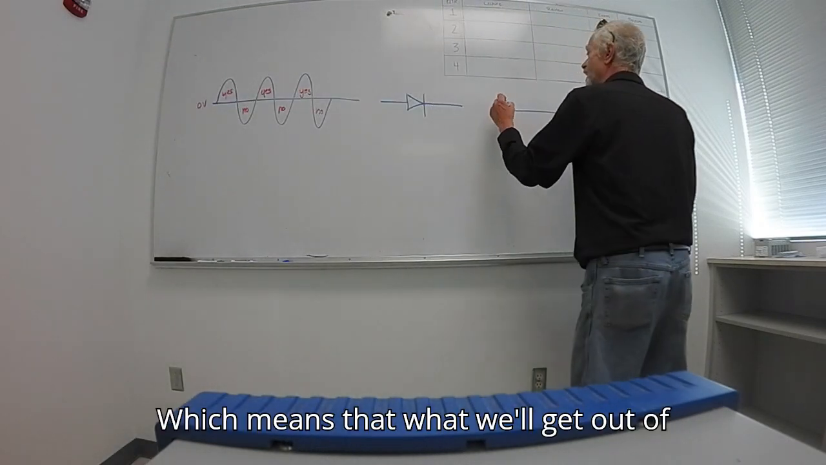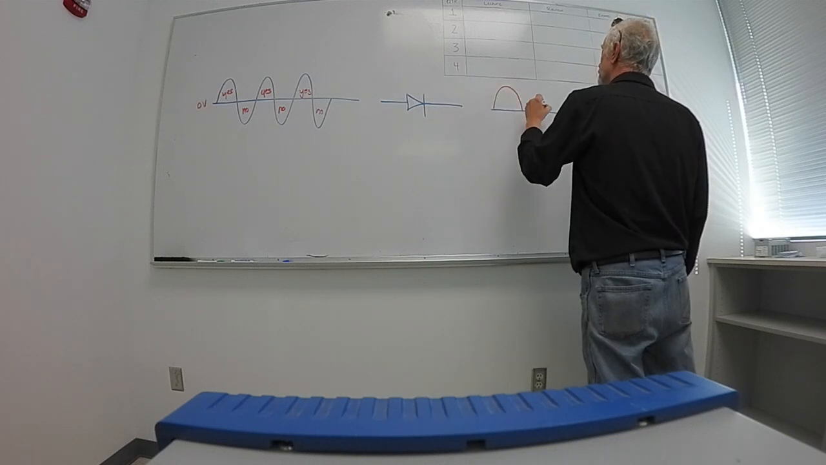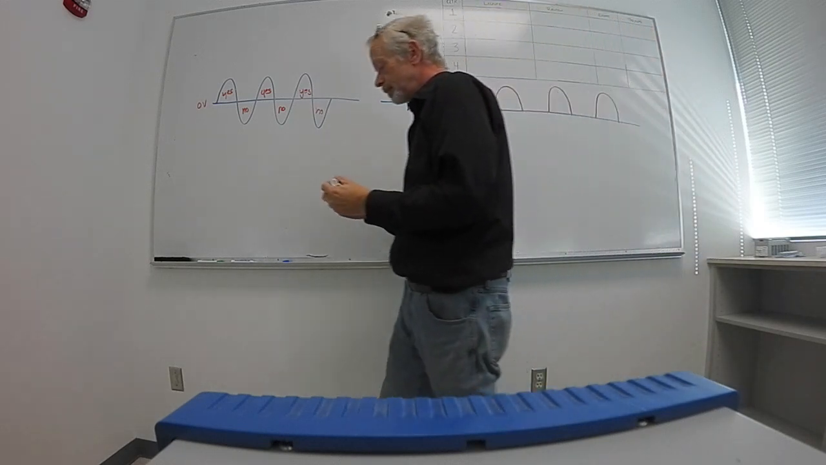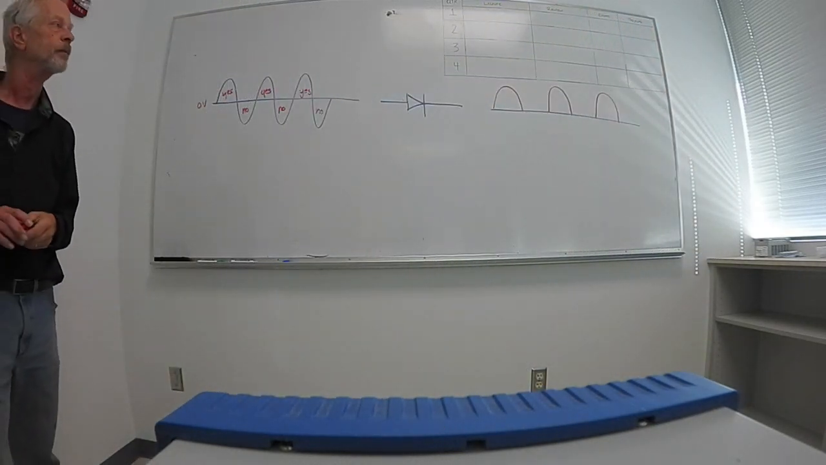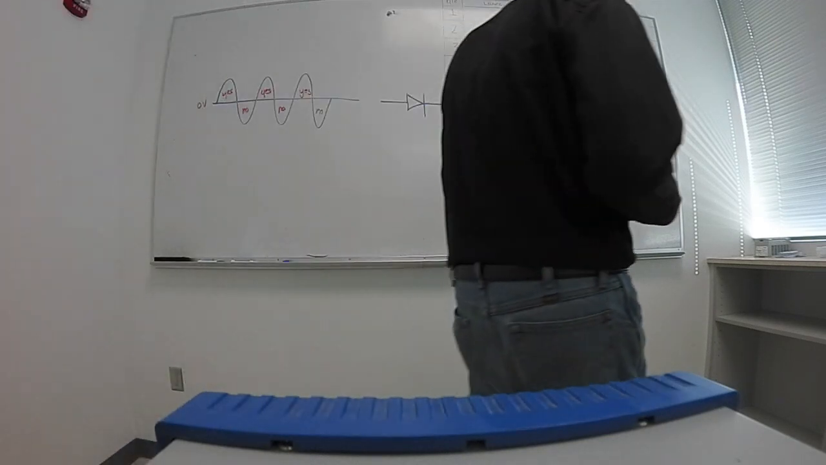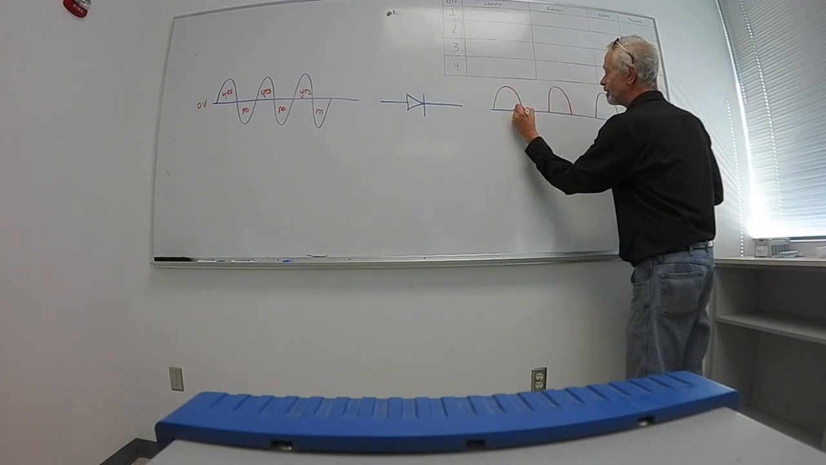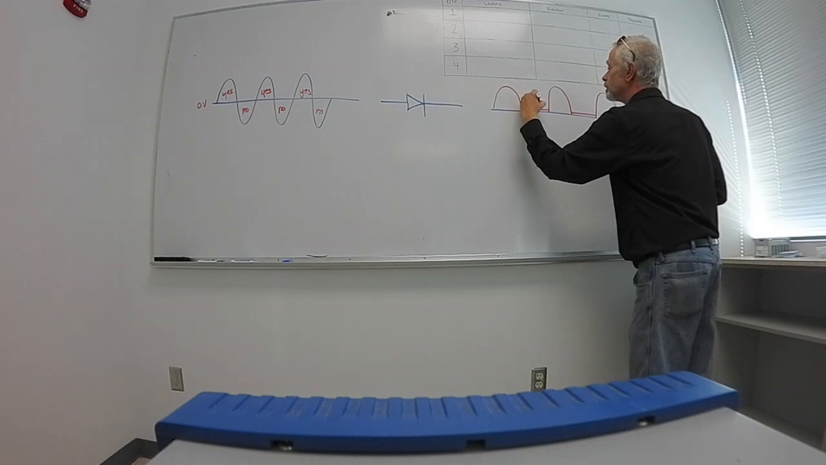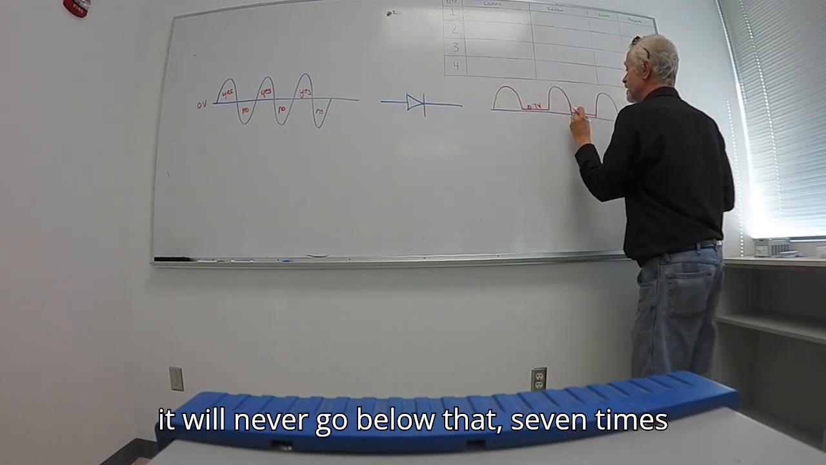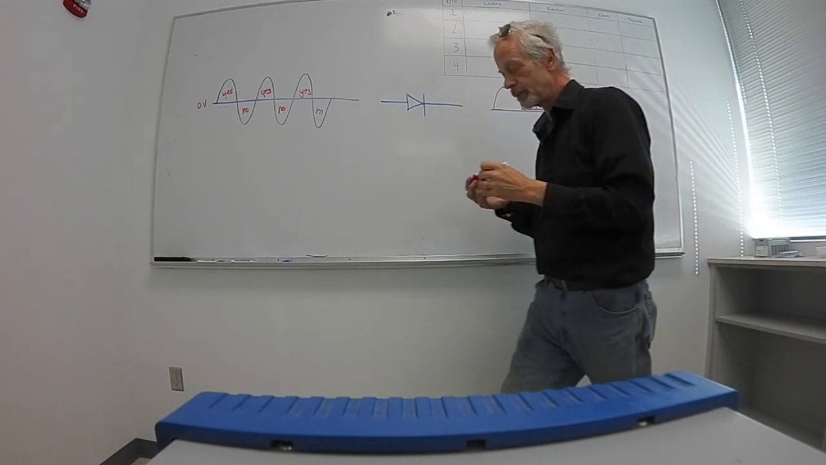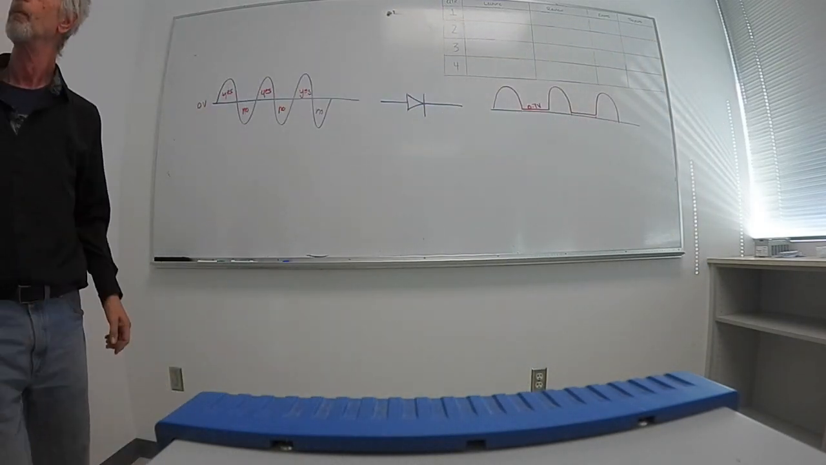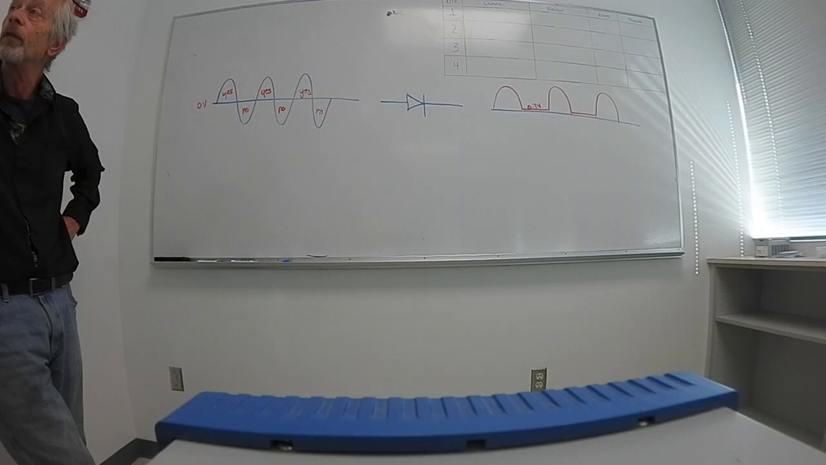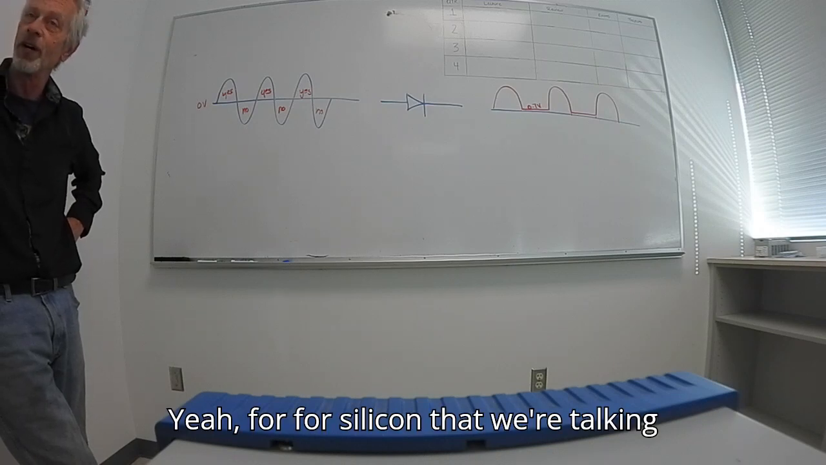Which means that what we'll get out of here is that. And it will never go below that 7/10 of a volt. So that's always the minimum for a diode? Yeah, for silicon that we're talking about right now.